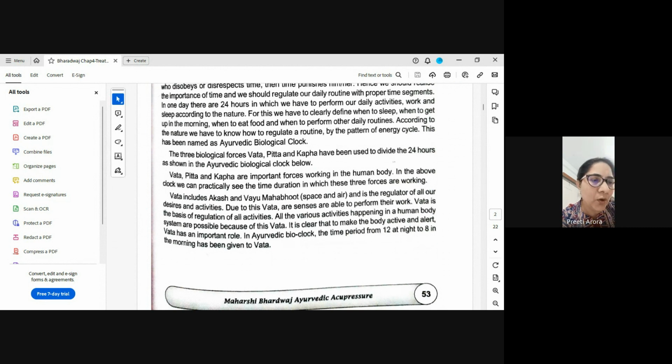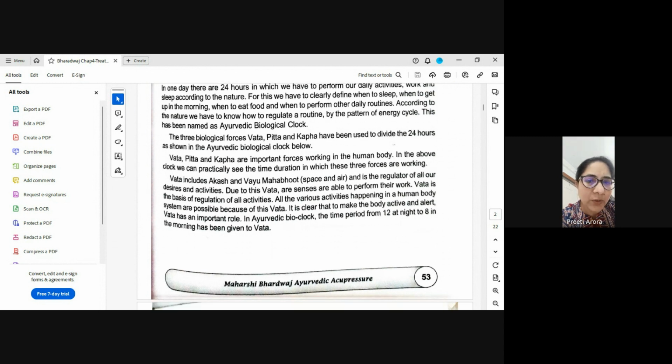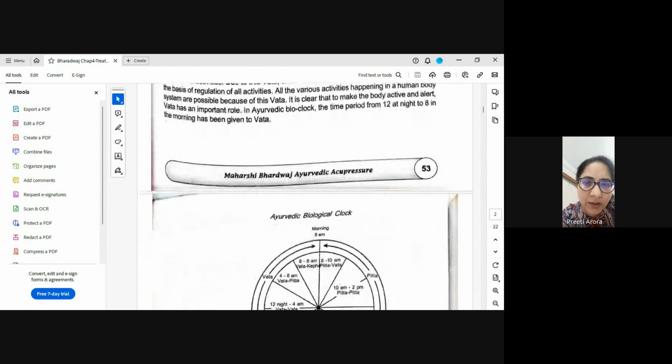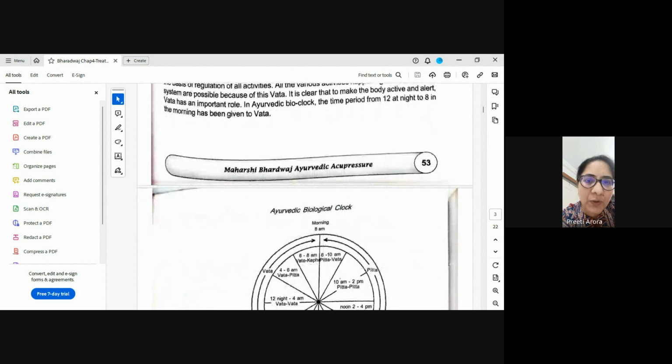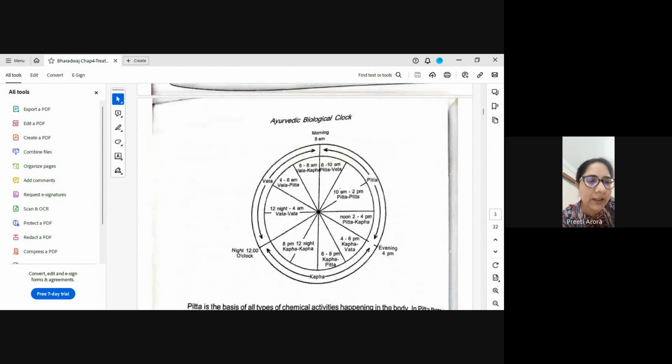So we must learn to follow these three doshas in the 24-hour span also. Our ancestors divided the 24 hours into these three doshas. When you have Vat, Pitta, and Kapha, which is only three doshas, and you have 24 hours, if you divide 24 by 3, you get the figure of 8. In that way, we have divided these three doshas into 8 hours each in a day.